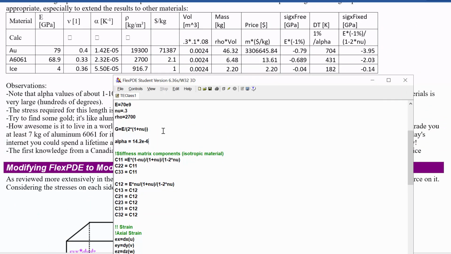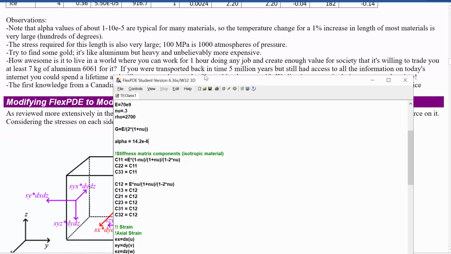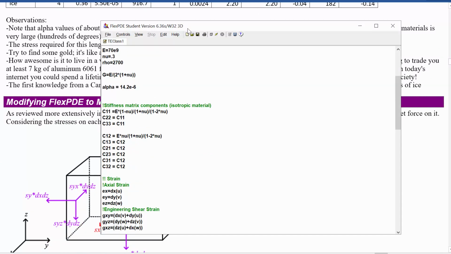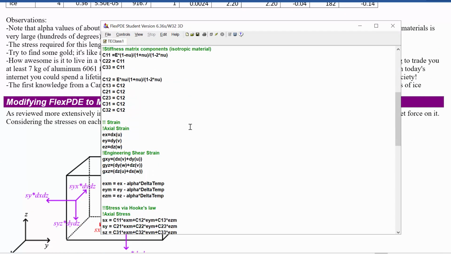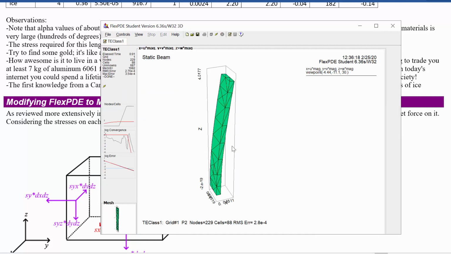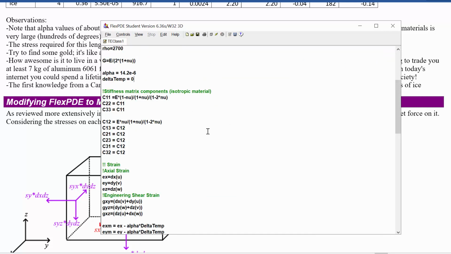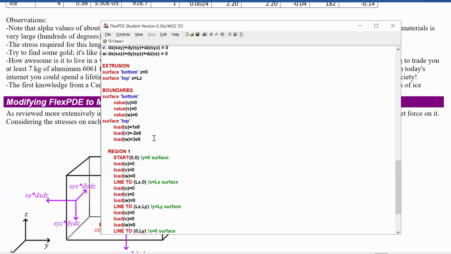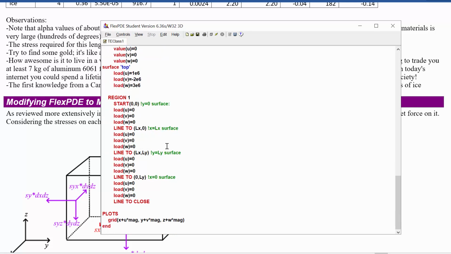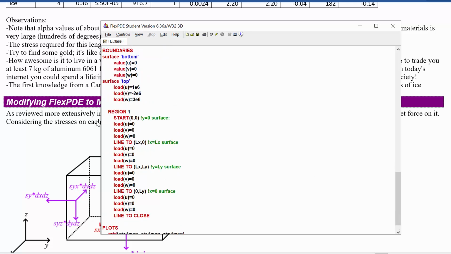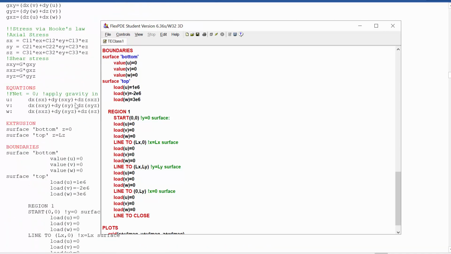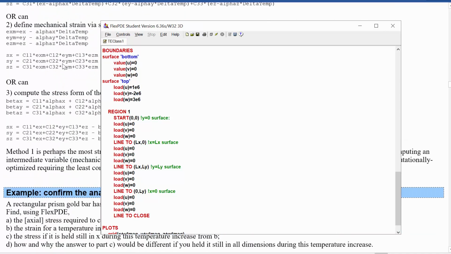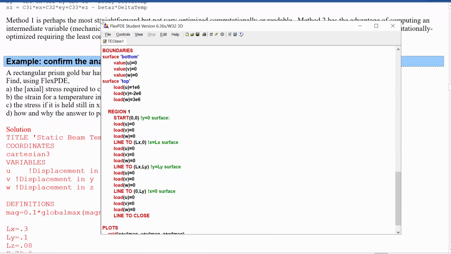14.2 E minus 6, and delta temp we'll put in is 0 at first. Okay, so this should change nothing. Yep, it still works totally fine, it's putting out the same deformation that it was originally. Now we'll change it to do the set of the situation that we have here.